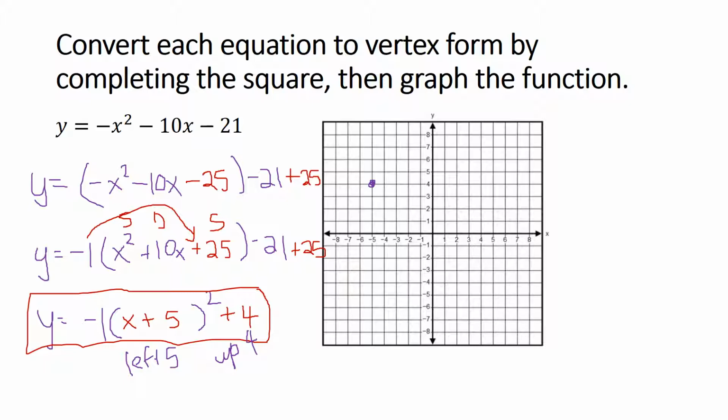Here we have that negative 1 out in the front. That just tells me that my quadratic function is going to be pointing down. So instead of going over 1, up 1, I'm going to go over 1, down 1. And instead of going over 2, up 4, I'm going to go over 2, down 4. And instead of going over 3, up 9, I'm going to go over 3, down 9. And there's our parabola.